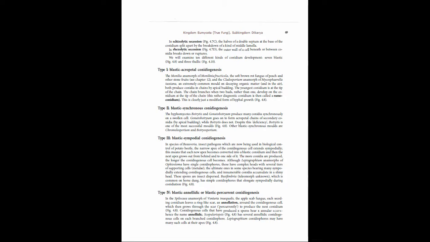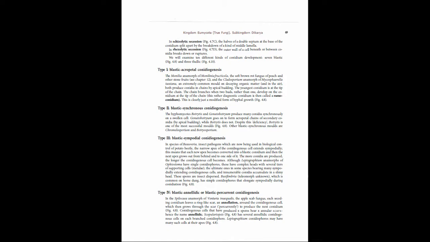Type 1, blastic acropetal conidiogenesis. The Monilia anamorph of Monilinia fructicola, the soft brown rot fungus of peach and other stone fruits, see Chapter 12, and the Cladosporium anamorph of Mycosphaerella tassiana, an extremely common mold on decaying organic matter, and in the air, both produce conidia in chains by apical budding. The youngest conidium is at the tip of the chain. The chain branches when 2 buds, rather than 1, develop on the conidium. At the base of the chain, this rather diagnostic conidium is then called a ramoconidium. This is clearly just a modified form of hyphal growth, Fig 4.8.